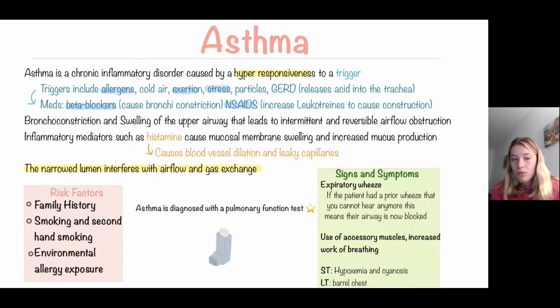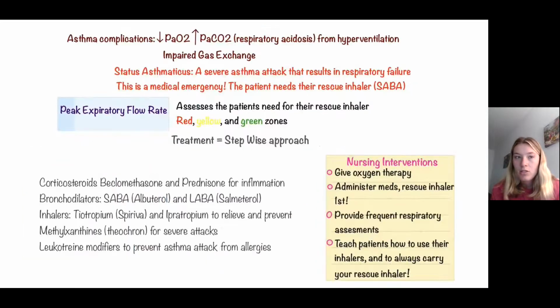And how is it diagnosed? Our pulmonary function test. So again, review how we do pulmonary function tests with these patients. So what are we concerned about? Again, we're concerned about a respiratory acidosis. And we're also a little bit concerned about respiratory alkalosis too, but any sort of pH issue there. So what is status asthmaticus? Basically, it's a severe asthma attack that results in respiratory failure.